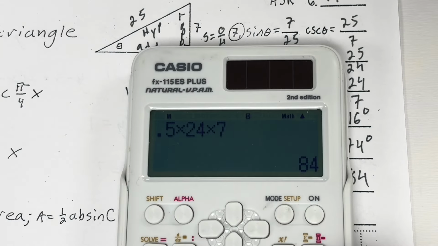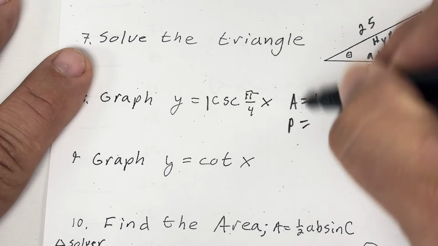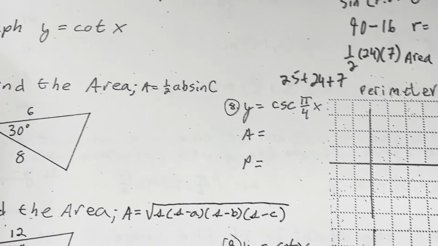So number 8 is graph y equals 1 cosecant pi over 4. So our amplitude is going to equal 1. Our period is going to equal 2 pi divided by 4. So our amplitude's pretty easy. That's going to be 1.